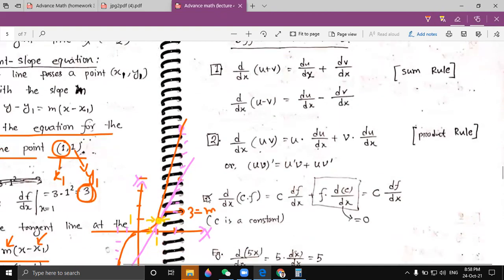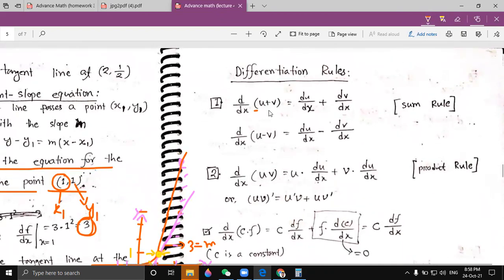Here are some differentiation rules, okay? So if two functions are like this way, that they are summed, so now we will differentiate them separately. Like we just differentiate this function plus we differentiate this function, okay? To write it simply, the derivative of u plus v will be derivative of u plus derivative of v, okay? This is the simplest form to write them. And if this is minus, then it will be minus, okay? So this is called the sum rule.